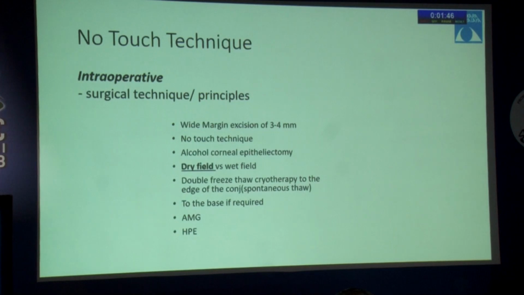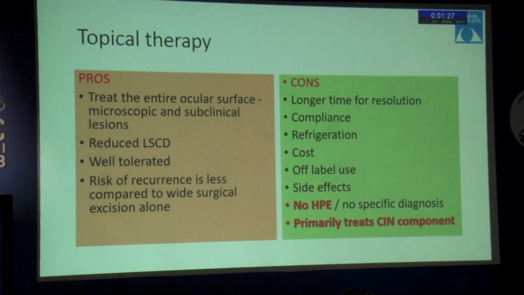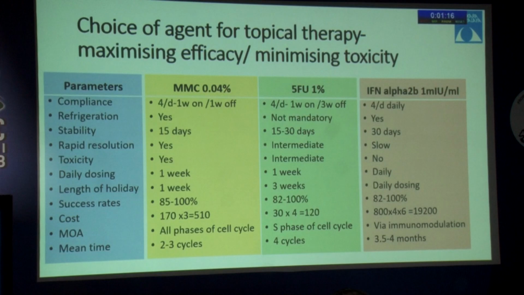When you do a surgical excision, you will always have the benefit of having a histopathological diagnosis to the lesion. Unlike a surgical excision, the pros of topical therapy are that it treats the entire ocular surface, both the microscopic and the subclinical lesions, with reduced limbal stem cell deficiency changes, but the cons of topical therapy primarily is the fact that you do not have a histopathological diagnosis, and it primarily treats the CIN component and not the squamous cell carcinoma component.